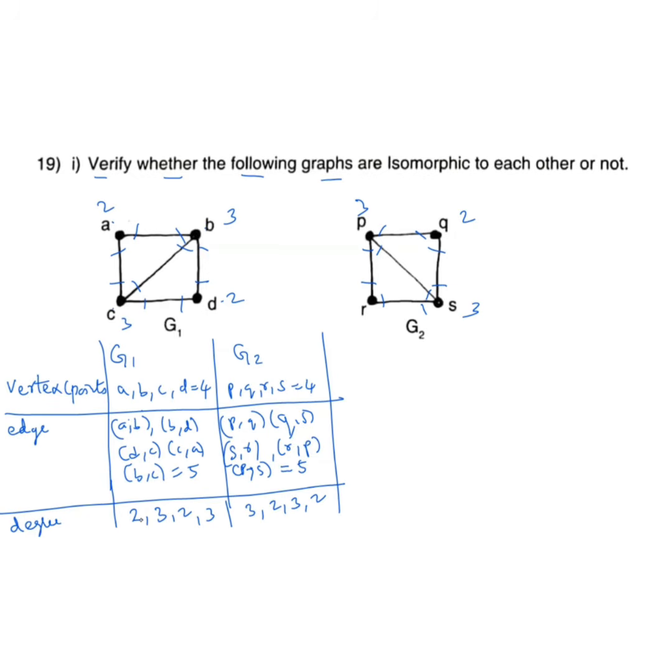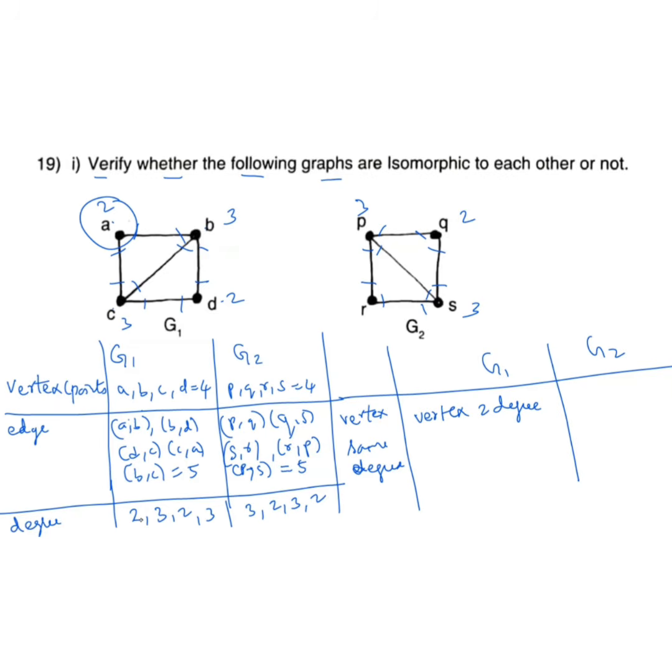Now we have to find the vertices with the same degree, for G1 and G2. The vertices with degree 2 are A and D here, and here they are Q and R. The vertices with degree 3 are B and C here, and here they are P and S. So we have to map them now.